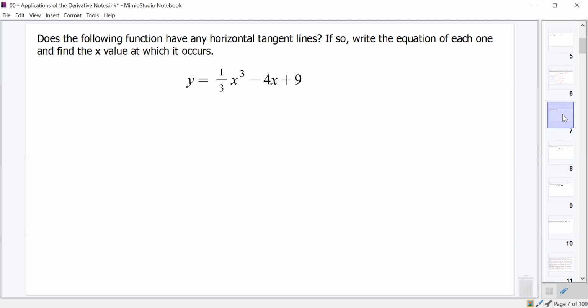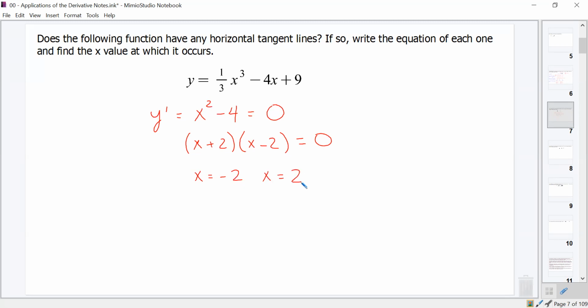This question is again asking us to find the horizontal tangent lines. So again, we'll need to take a derivative. It doesn't matter what notation we use. I'll choose y prime this time. And using the power rule, that'll give us y prime is equal to x squared minus 4, which we then just need to set equal to 0. We'll factor into (x plus 2)(x minus 2), again using a difference of squares, and find that our horizontal tangent lines occur at x equals negative 2 and x equals positive 2.